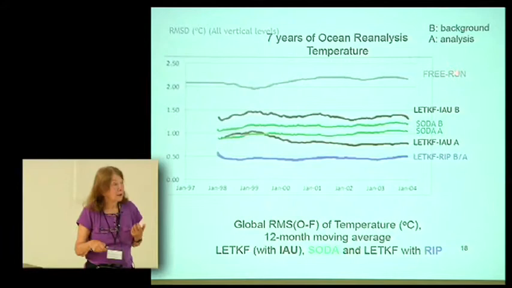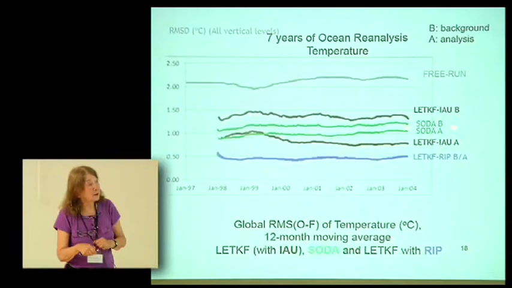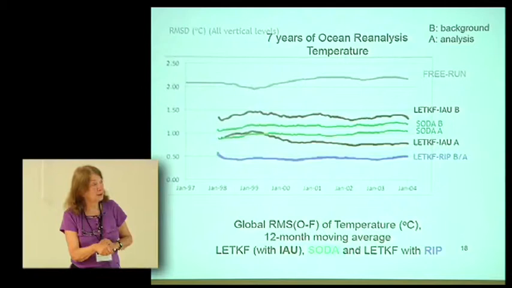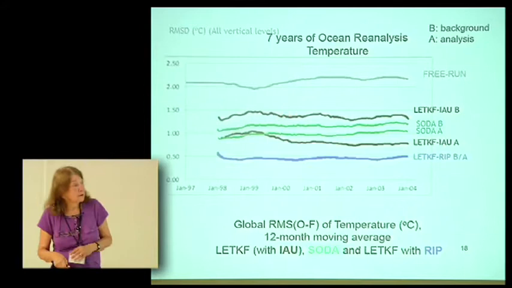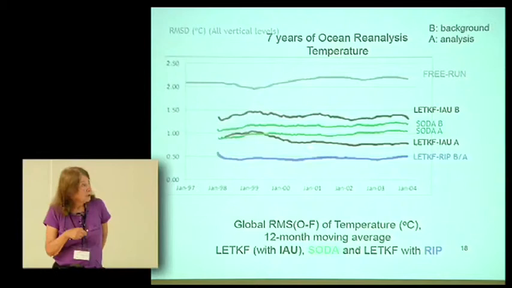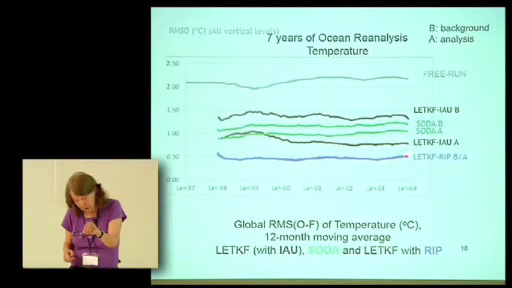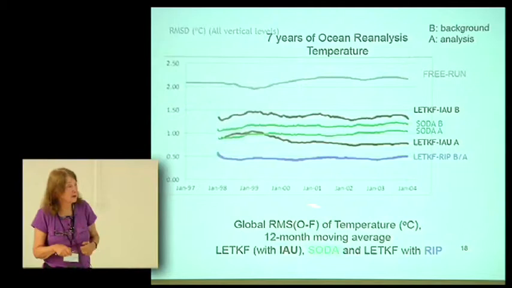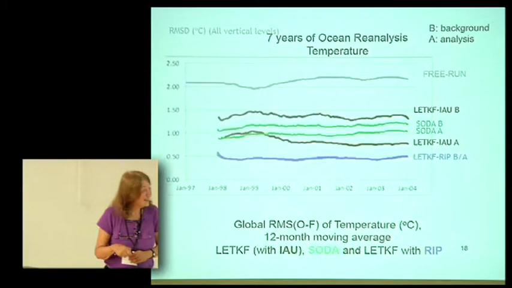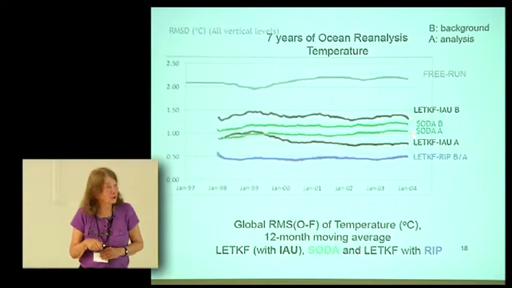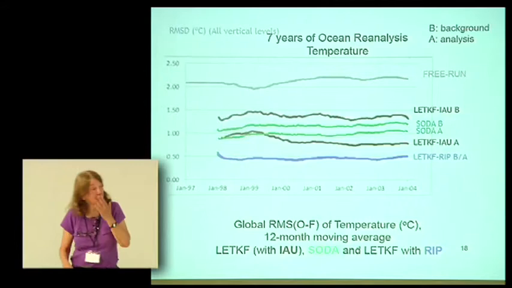Then let me talk about SODA, which is optimal interpolation, a little bit older method. The green B is the background or the forecast, and the A is the analysis. So this is the forecast, and this is the analysis with optimal interpolation. It's a very well-respected data assimilation system. Then we tried the LETKF, adding running in place, and here the forecast and the analysis are almost indistinguishable. That means the forecast is quite good because the observations don't change it too much. When I saw this figure, I was very happy because this shows an incredibly nice, positive impact compared to the optimal interpolation method.